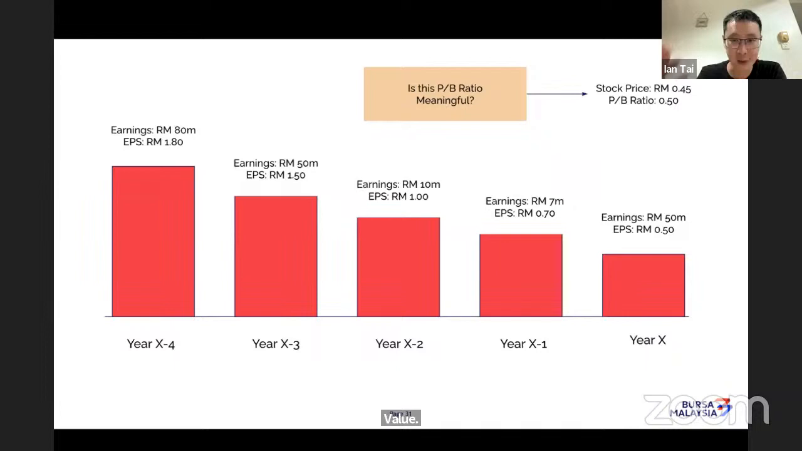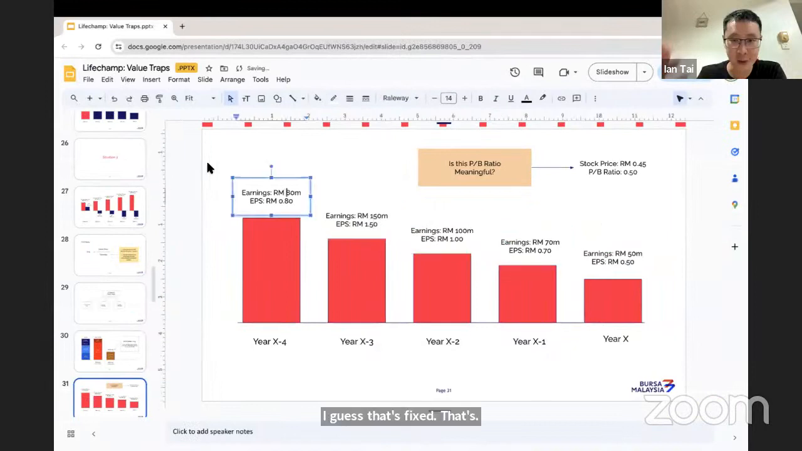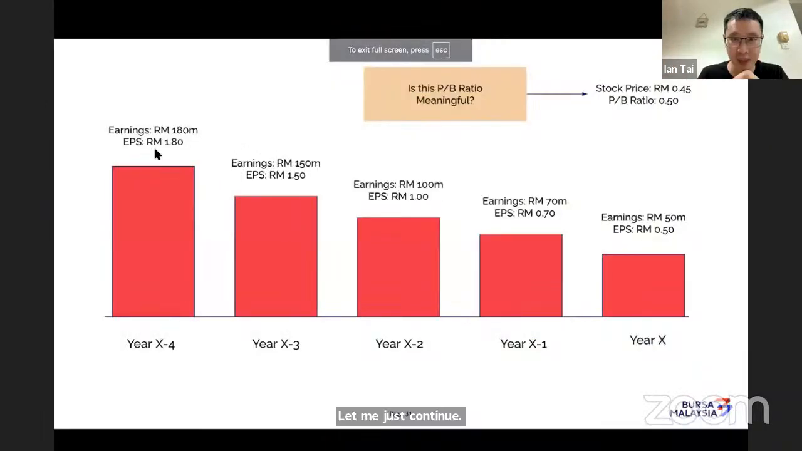So let's say we are looking at this company, and I know that the earning power of the company, whereby the company's earnings decline from 180 million to 150 to 100 million, is no longer meaningful.